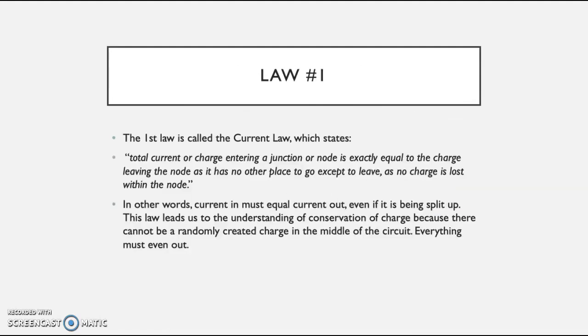Let's go over the first law. The first law is called the current law, which states total current or charge entering a junction or node is exactly equal to the charge leaving the node, as it has no other place to go except to leave, as no charge is lost within the node. In other words, current in must equal current out, even if it is being split up. This law leads us to the understanding of conservation of charge, because there cannot be a randomly created charge in the middle of the circuit. Everything must even out.